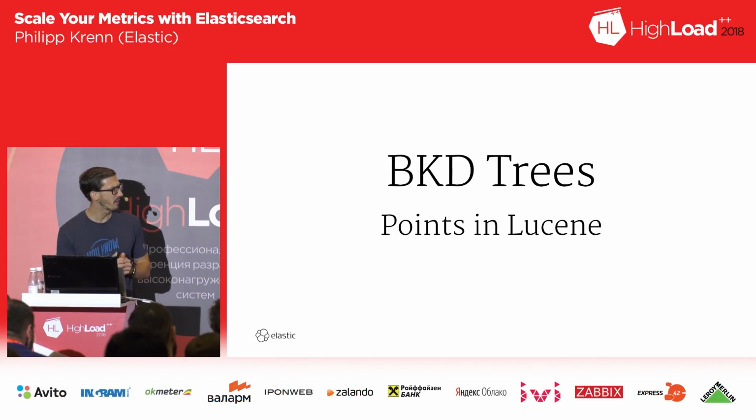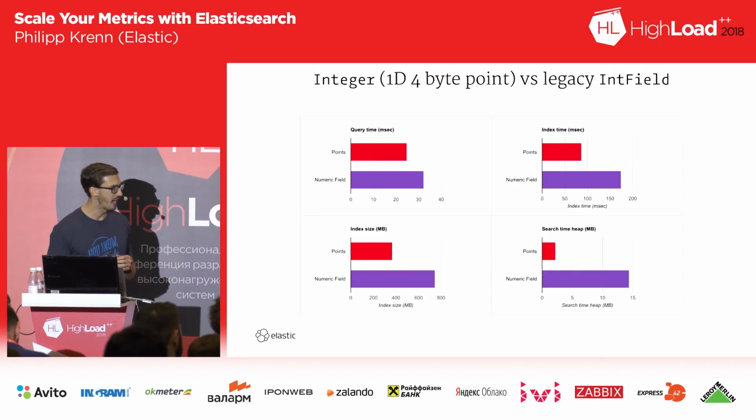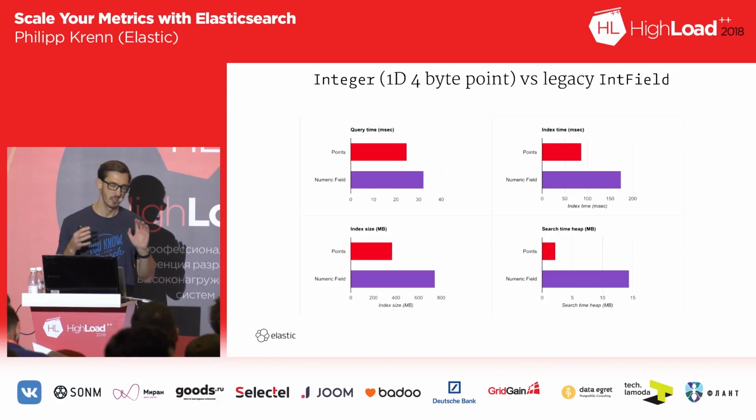Then we have something else: we don't really store integers or longs the old way anymore. We have so-called BKD trees, which is a very fancy data structure for multi-dimensional points. But luckily, integers are also one-dimensional points. And here's, for example, the comparison. That BKD structure is more compact and faster to operate on than the classical int field, which we had before. So this is one optimization that we have put into place.